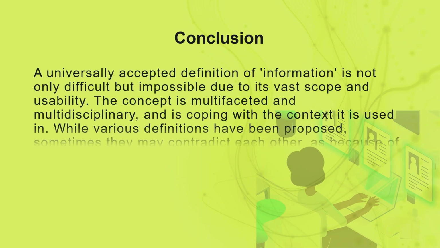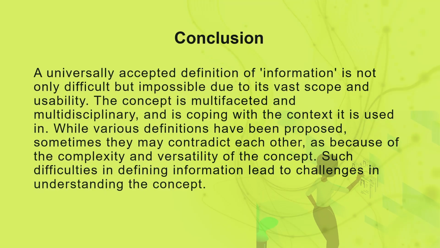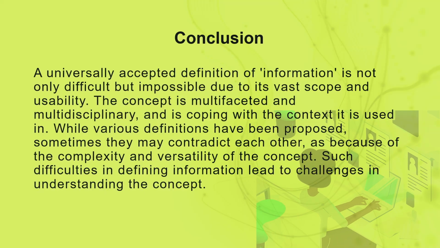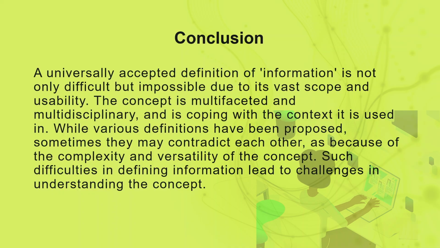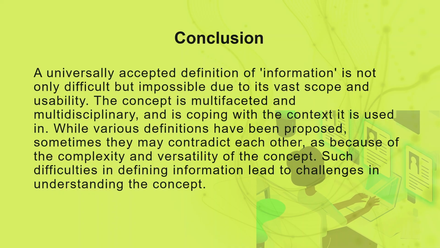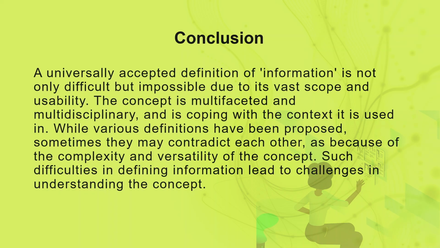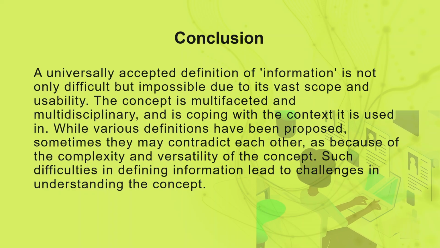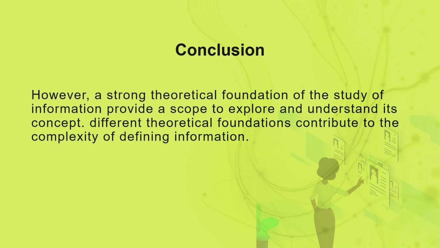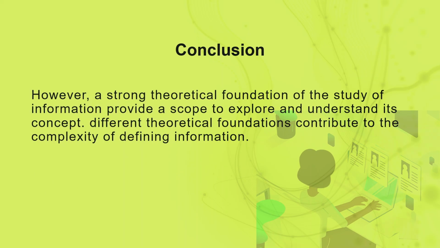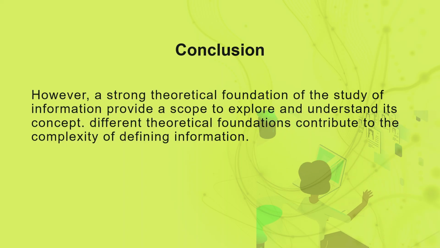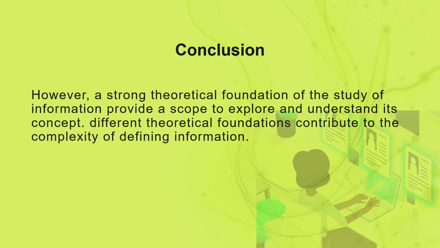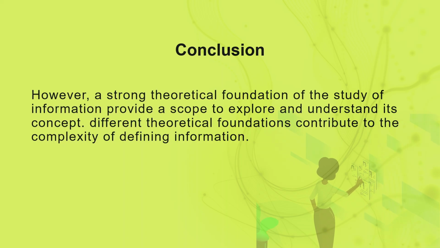Now, in this class, we have seen that a universally accepted definition of information is not only difficult but impossible due to its vast scope and usability. The concept is multifaceted and multidisciplinary and is coping with the context it is used in. While various definitions have been proposed, sometimes they may contradict each other. However, a strong theoretical foundation of the study of information provides a scope to explore and understand its concept. Different theoretical foundations contribute to the complexity of defining information.